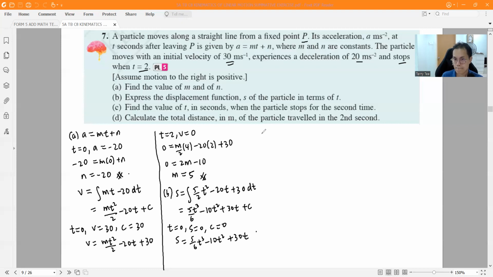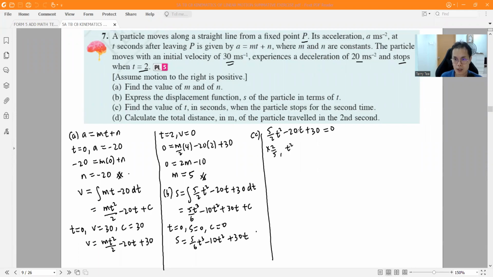Next, find the value of t when the particle stops for the second time. We need to let our v be 0. We know the particle stopped the first time when t is 2. To find the second time, we still need to let this v be 0. I don't like this number, very big number. We can divide by 5, and multiply by 2 at the same time. So we times 2 divided by 5.